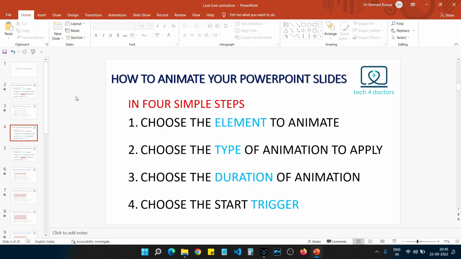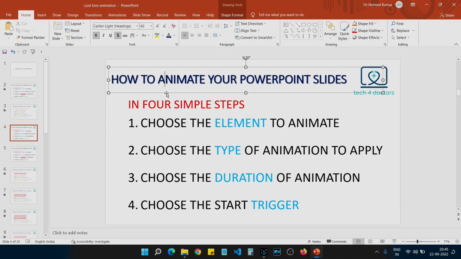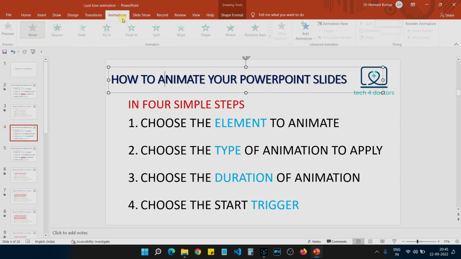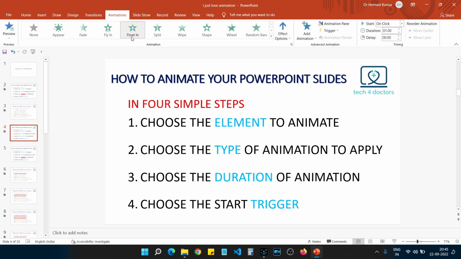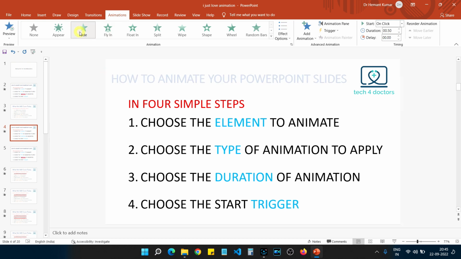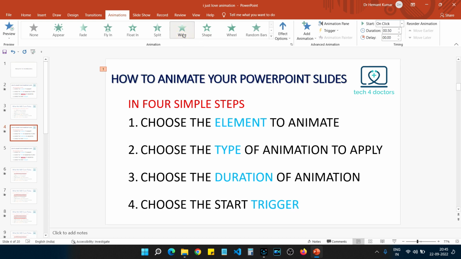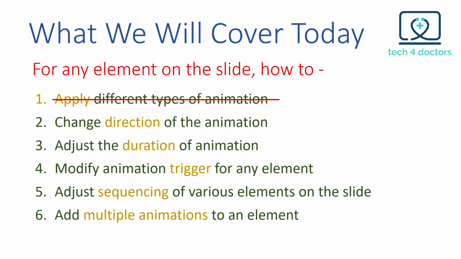So this is the slide that we want to animate. To animate any element on the slide, simply click on it, click on the animations menu and apply any animation. To apply different types of animation, you can simply click on them and experiment with whatever works for you. So this is how you apply different types of animation on a slide. So we are done with this.